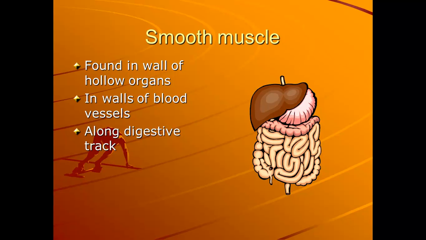Smooth muscle is found in the wall of hollow organs. It's also found in the walls of your blood vessels and along the digestive tract. It is involuntary. We cannot say to our stomach or our gut, come on, move faster, or to our blood vessels, we can't direct in a voluntary way, come on, constrict more, dilate more. Now they do get innervated by our nervous system, but not in a voluntary fashion. It's all involuntary and controlled by the brain, but not with our conscious thought.